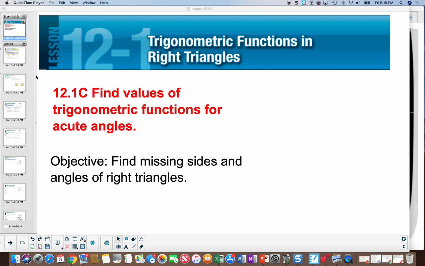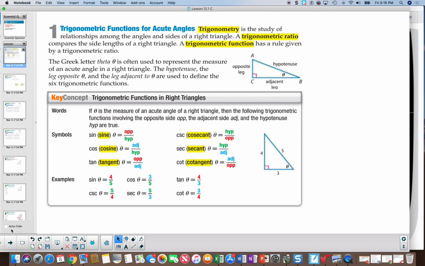12.1c, find values of trig functions for acute angles. Find missing sides and angles of right triangles. Let's take a look at some new information that you didn't have in geometry. There are actually 6 trig functions, not 3. And the additional 3 functions are really reciprocals of the first 3.